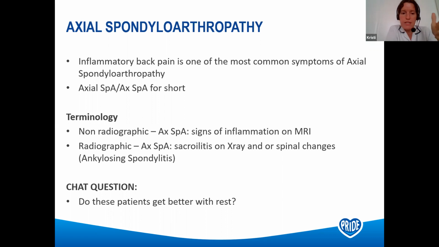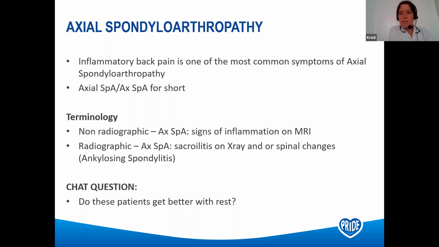And then the radiographic side, radiographic axial SpA, is where you've got sacroiliitis on X-ray or spinal changes, which are ankylosing spondylitis, which is where you're getting the spinal fusion. So that's kind of like the spectrum of the disease, and we're encouraging people to start calling it axial SpA or axial spondyloarthropathy, as opposed to ankylosing spondylitis, although obviously use that if that's what they've got in the radiographic stage.